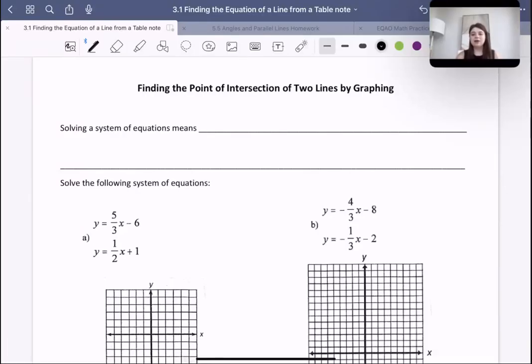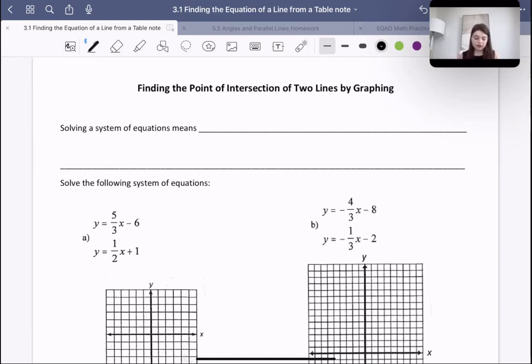Today, we are going to be talking about finding the point of intersection of two lines by graphing. Now, in the next course you take, the grade 10 course, we'll actually learn how to find the points of intersection using algebraic methods. However, for this course, you don't have to be able to do that. All you need to do is be able to graph two linear equations, which we already talked about in the last lesson, and then put the point of intersection.